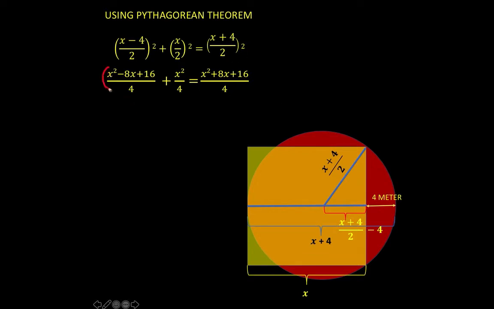Then we can multiply each of these terms by 4. And so we'll be able to cancel out all the denominators.